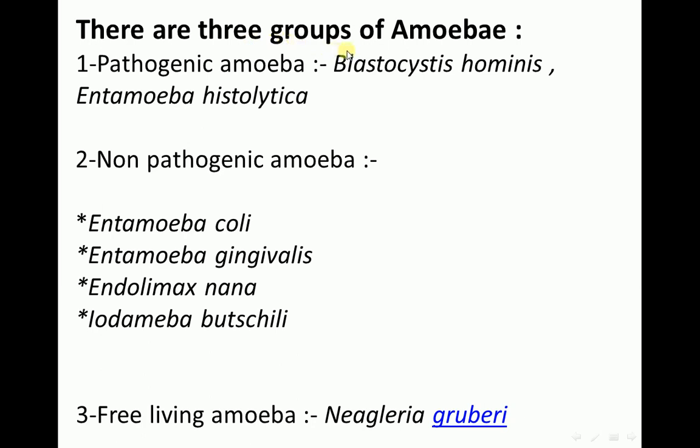There are three groups of amoebae: pathogenic amoeba, which includes Entamoeba histolytica; the second group, non-pathogenic amoeba, which includes Entamoeba coli, Entamoeba gingivalis, Endolimax nana, and Iodamoeba butschlii; and the third group, free-living amoeba, which includes the parasite Naegleria fowleri.